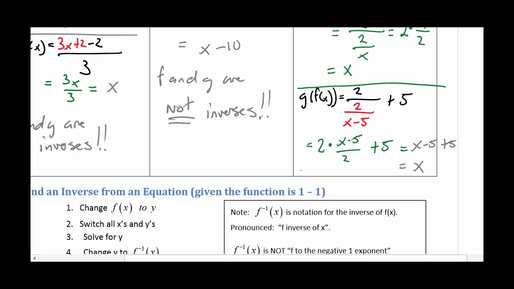Alright, so what does that tell us? That tells us that f and g are inverses. Yay!